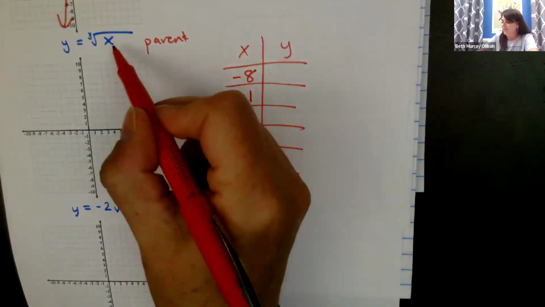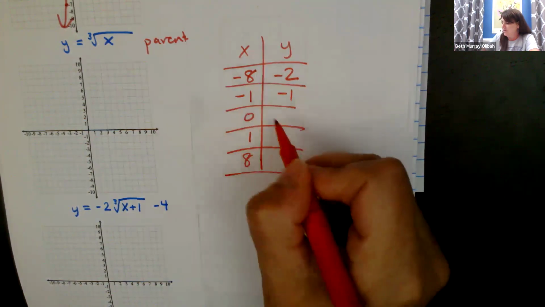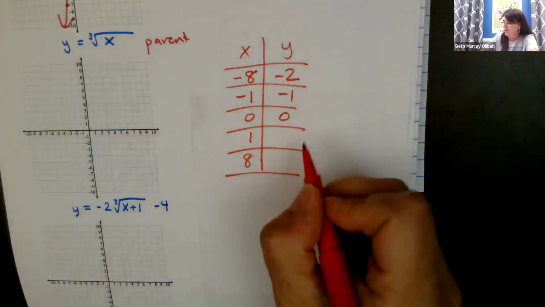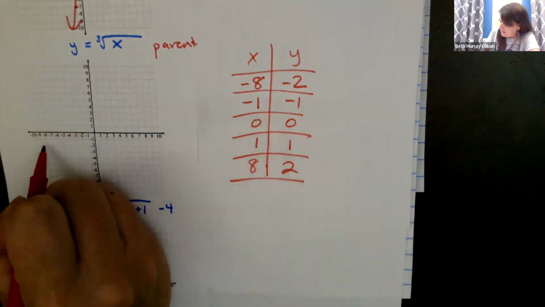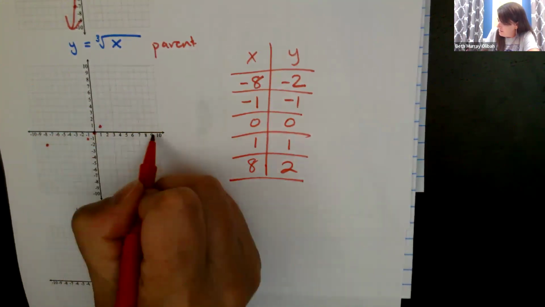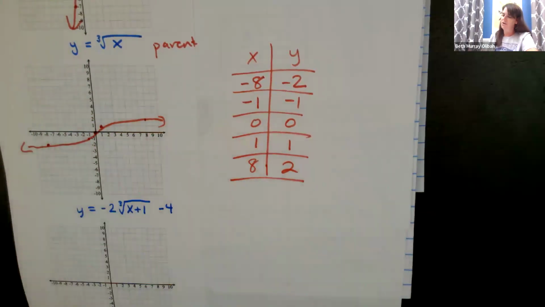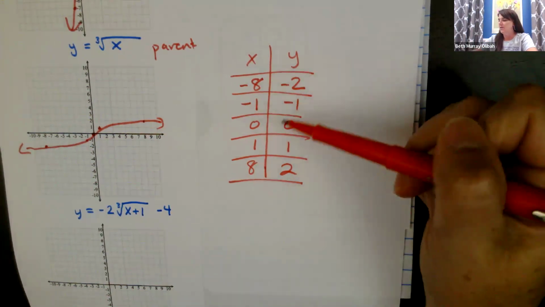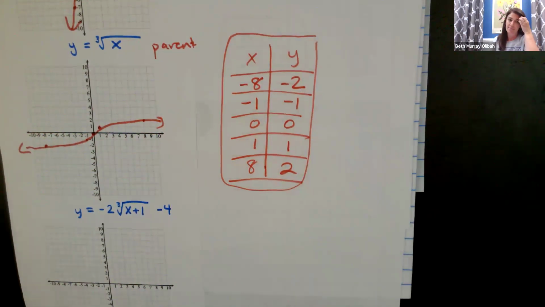So plugging in -8 here, I would get -2. Plugging in -1, plugging in 0, plugging in 1, and plugging in 8. So this is the parent graph. -8, -2, -1, -1, 0, 0, 1, 1, and 8, 2. So it is also an S. It's just a sideways S graph where the cube was an up and down S. Okay, so that's what the parent graph looks like. And here are the numbers we're now going to use to apply any changes that are happening.